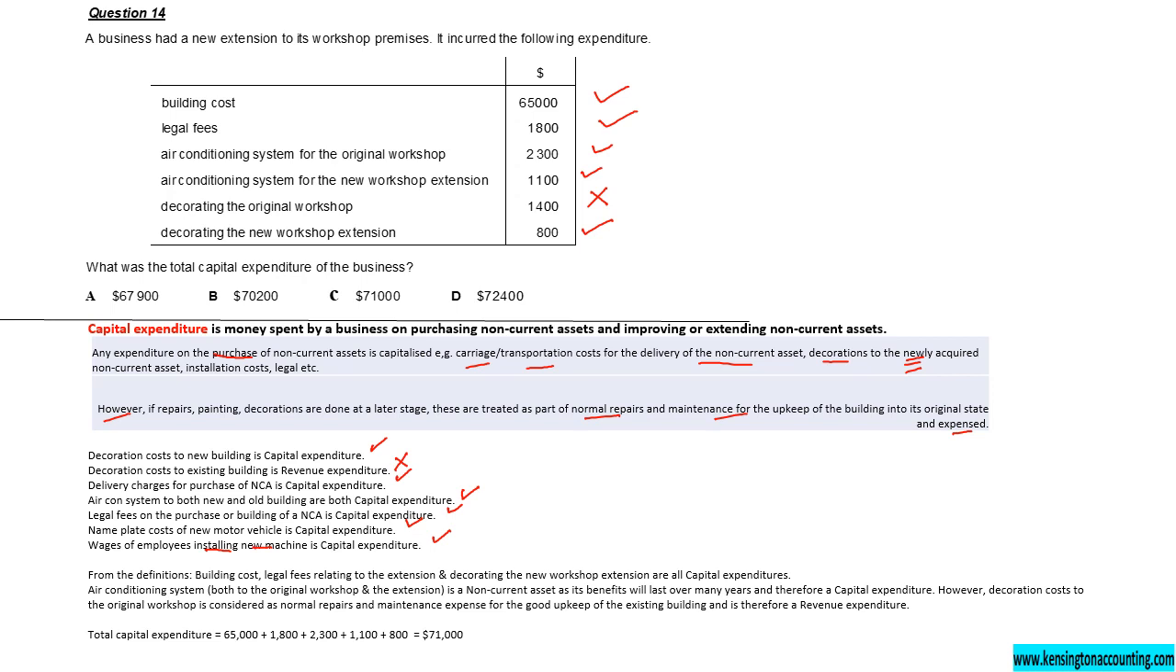Therefore, the question is, what was the total capital expenditure? It will be 65 plus 1800 plus 2300 plus 1100 plus 800, that's 71,000. Therefore, the answer is C.